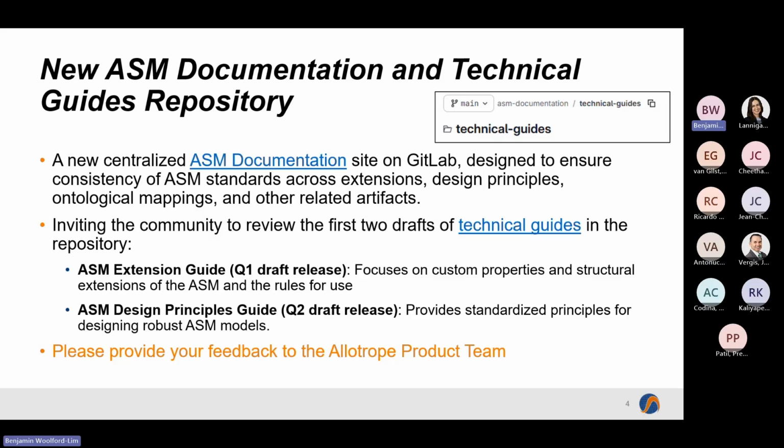So currently we have 2 drafts in that repository that are available for review by the community. The ASM extension guide around the use of custom information fields, custom schemas, custom extensions to the existing Allotrope schemas, and then the design principle guides. So this is how, if you want a new ASM model built, these are the design principles you should understand so that you can come and bring something to Allotrope that is closer to oven ready, as the saying goes. So we spend more time discussing the things that need to be done rather than getting the oven warmed up.